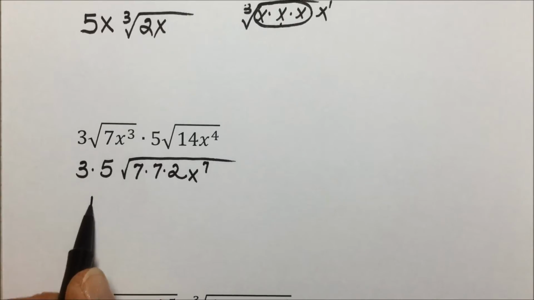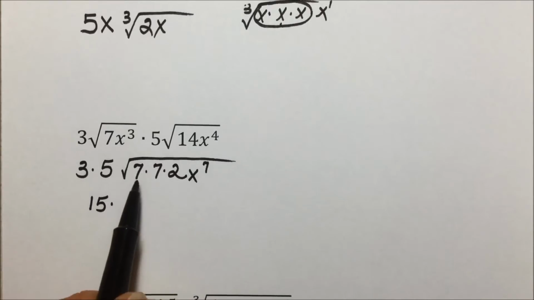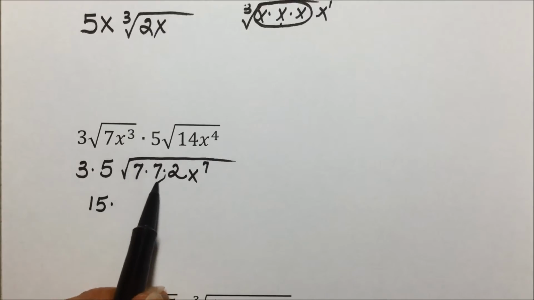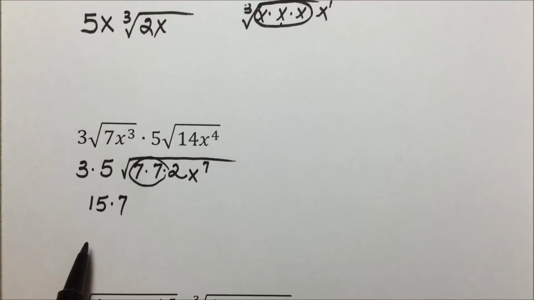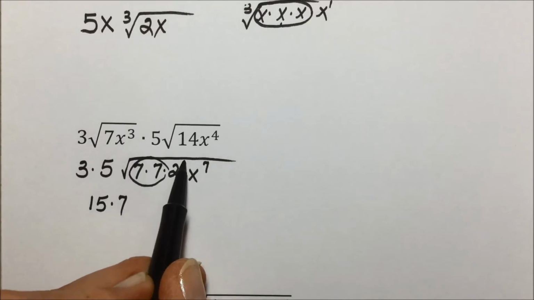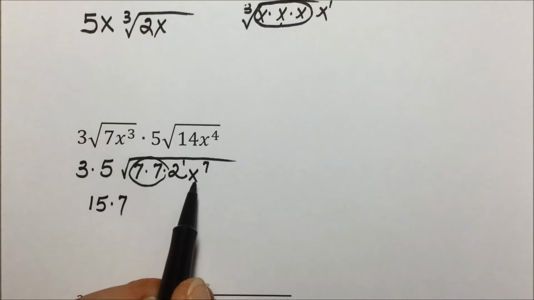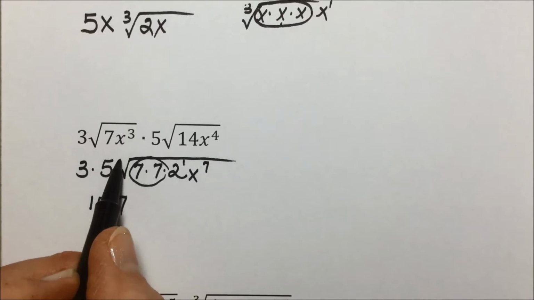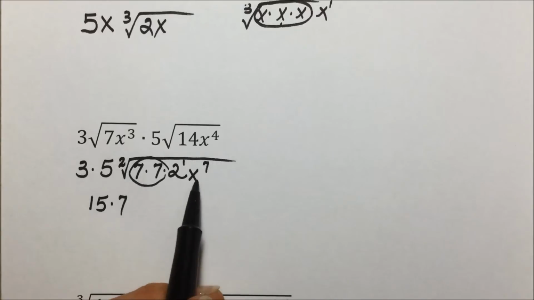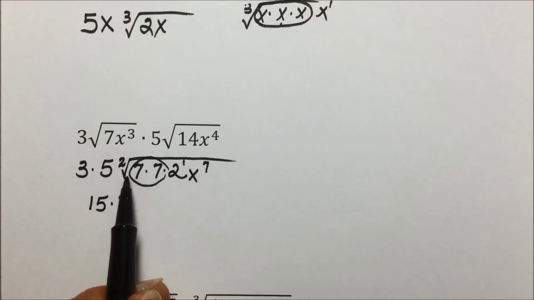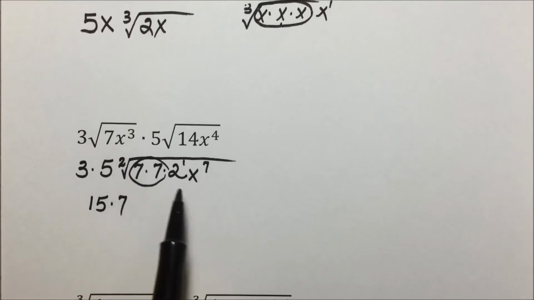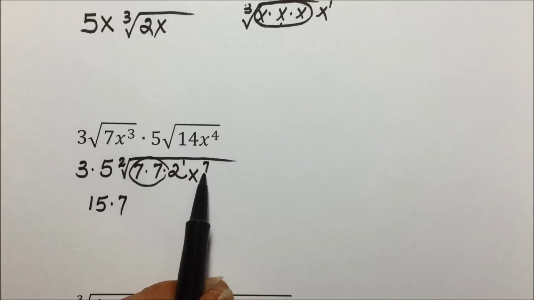Well, 3 times 5 is 15, but we're going to take the square root of 49, or we have a pair of 7s, which brings out 7. We have 2 to the first power. Nothing can be done with that, but x to the 7th power is going to be simplified by taking that power, 7, and dividing it by 2, since the square root is equivalent of raising this to the 1/2 power. So we have 7 halves.